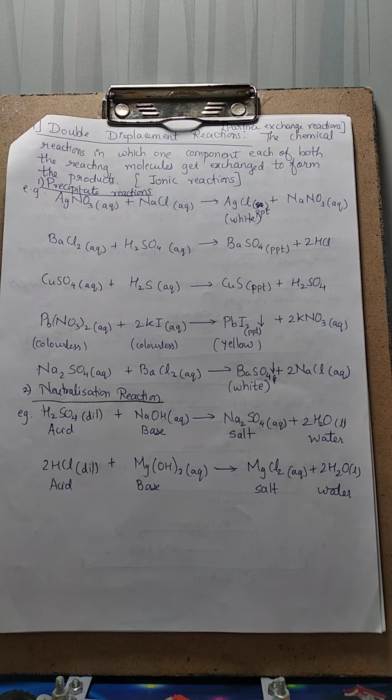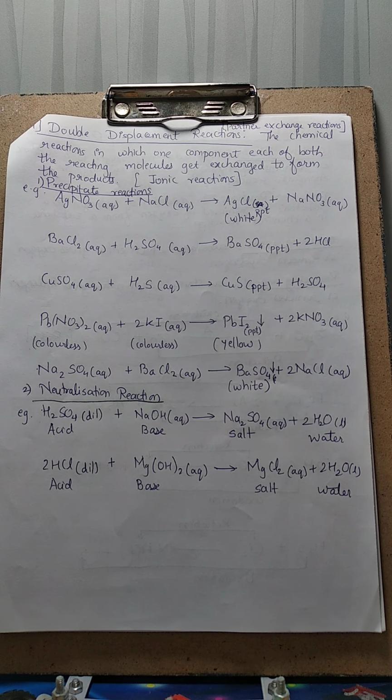These double displacement reactions are also called partner exchange reactions or ionic reactions. It means ions are getting formed. Cations and anions are getting formed and they get exchanged with each other. So that is why partner exchange reactions is the name. In double displacement reaction, again two types are possible.